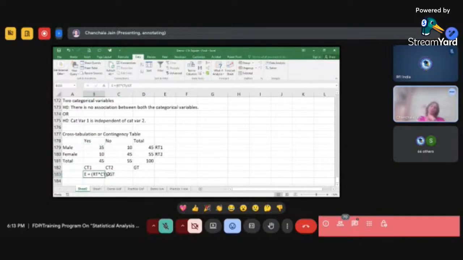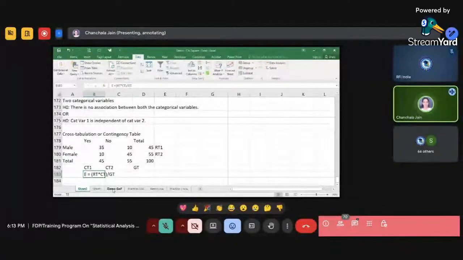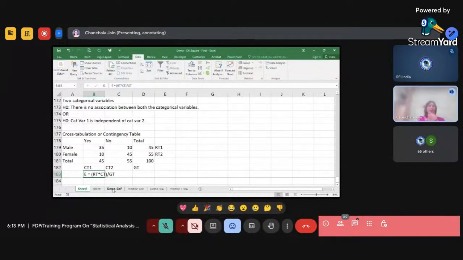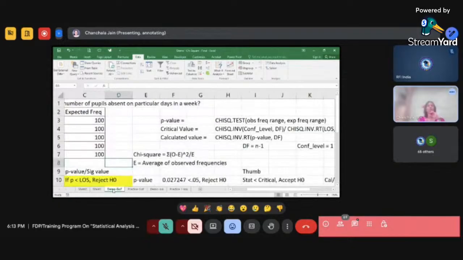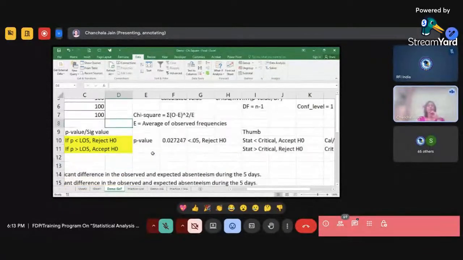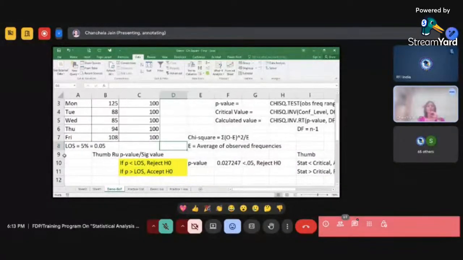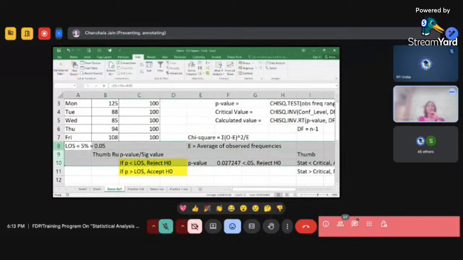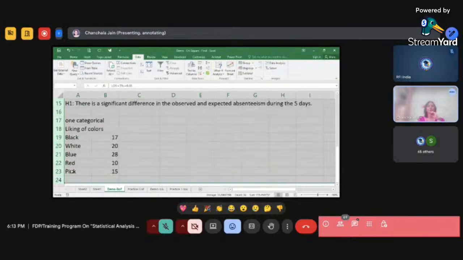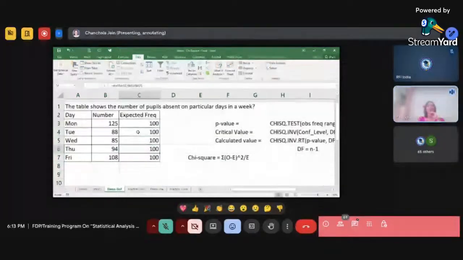Okay. Yes, ma'am. Fine. I think yesterday itself I shared the sheet of the chi-square test, right? So open the sheet, and open the worksheet named demo GOF. That is what you need to open. Everyone, open it.